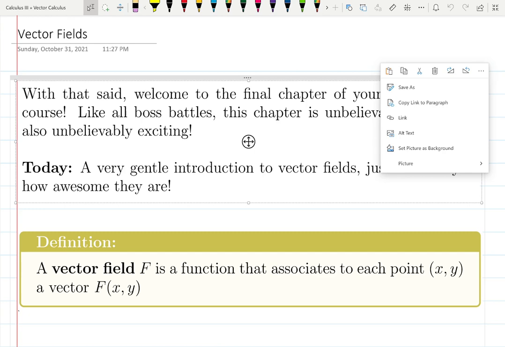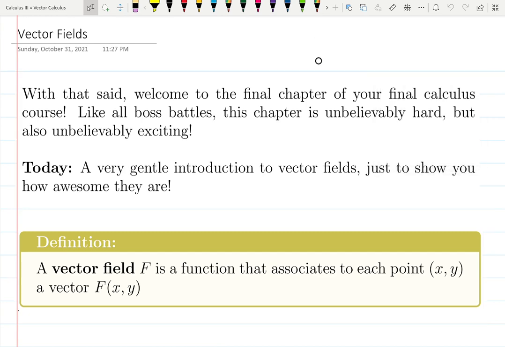Vector fields. Welcome to the new chapter of your final calculus course. And I was thinking how to politely tell you it's going to be the hardest one. And then look at that, Dr. Payan figured out, he says, like a boss at the battle in the computer game, this chapter is unbelievably hard, but also unbelievably exciting.